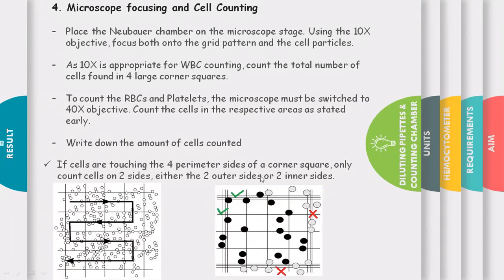Now the second one is the cell count on the 2 sides, either the 2 outer sides or the 2 inner sides. Now see, this is the right way to calculate the cells. This is the wrong way.